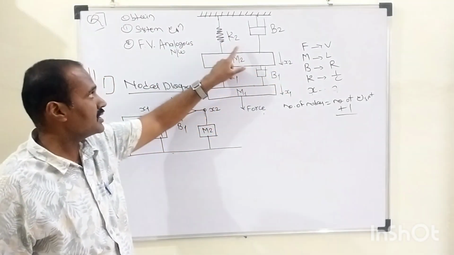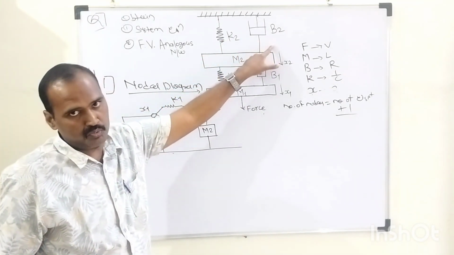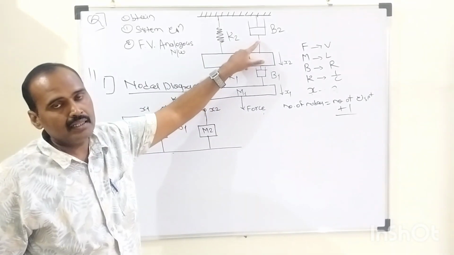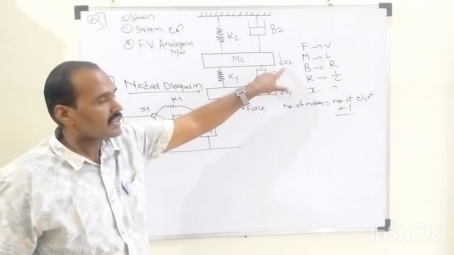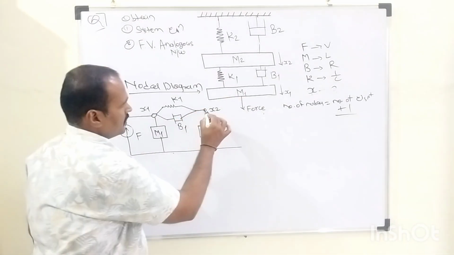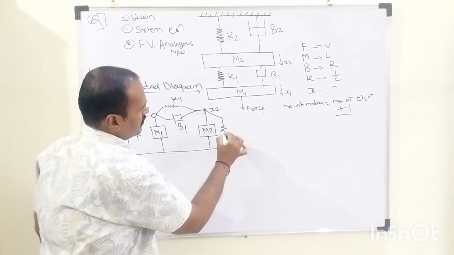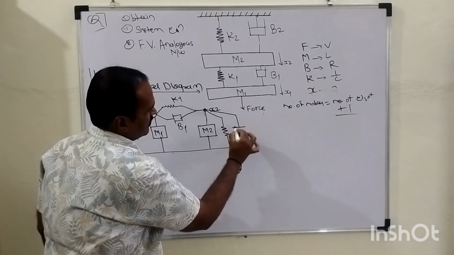Now the remaining components are the spring number 2 and the damper number 2. How are these two components connected? These two components are connected in between the reference axis and displacement number 2. So in that way we need to show it here: this is K2, and this is B2.